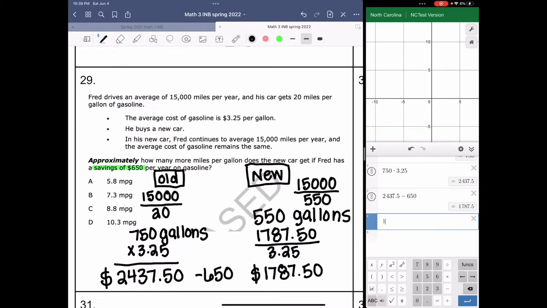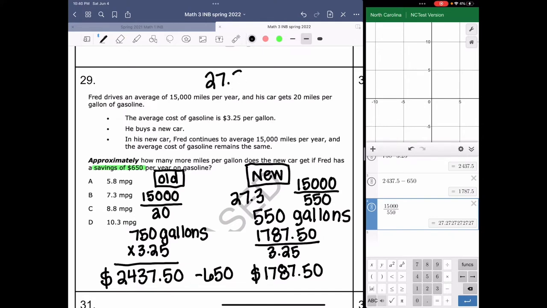So we're going to do 15,000 divided by 550, and we know he's getting 27.3 miles per gallon. Well, the question is, how many more miles per gallon does he get in his new car? Well, he gets 27.3 in his new car minus the original 20, so he's able to get about 7.3 more miles per gallon.